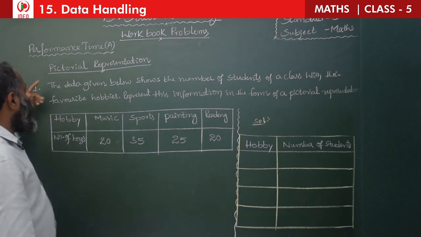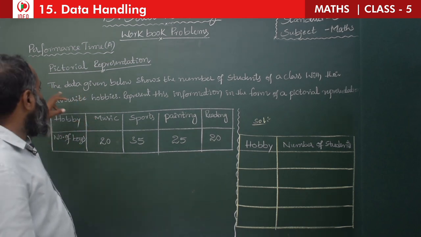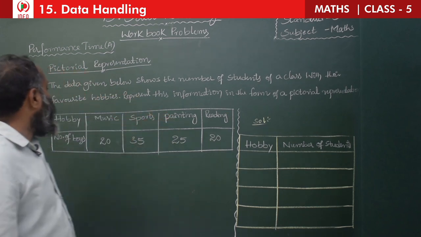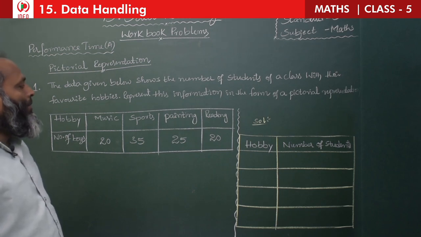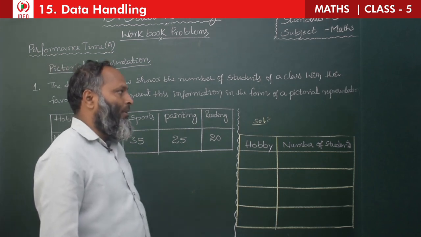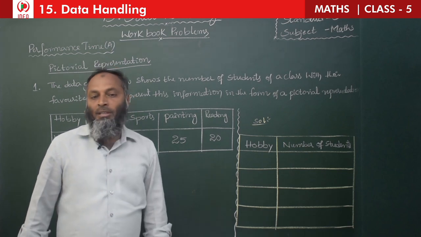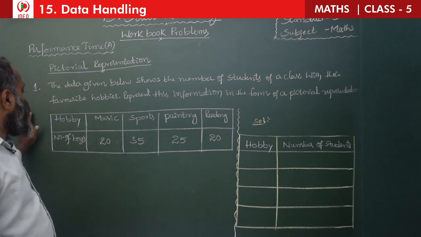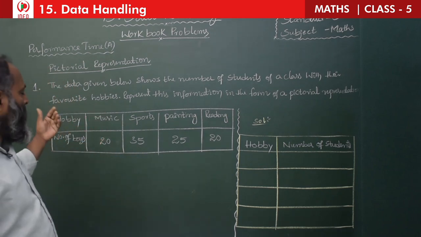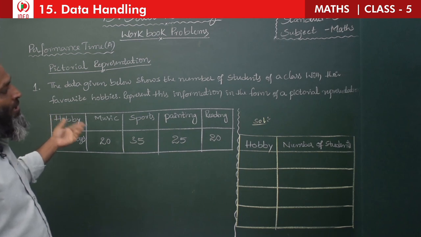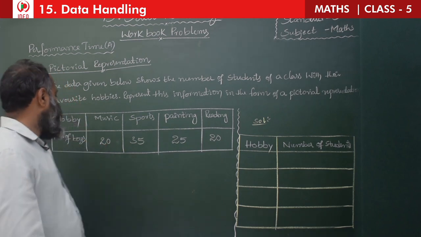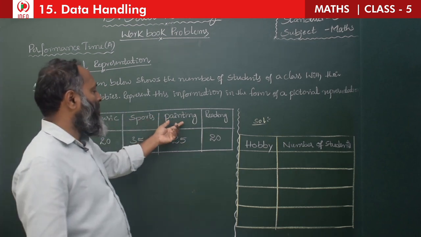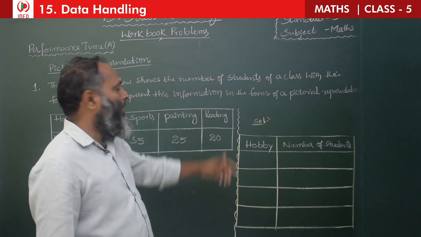The question is based on pictorial representation. See here, the data given below shows the number of students of a class with their favorite hobbies. Represent this information in the form of a pictorial representation. In a particular class, some students like music, some like sports, and some have painting and reading as their hobby.